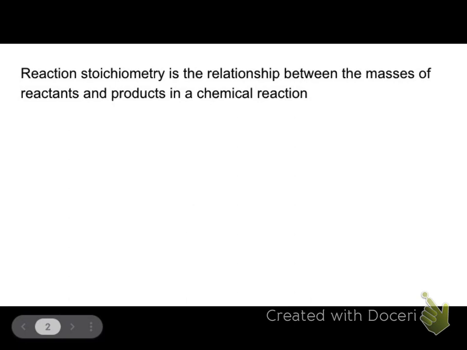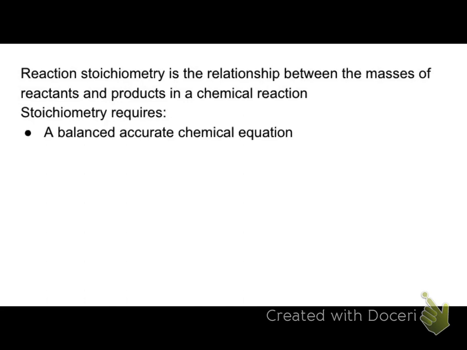All right, we went over this a little bit yesterday, but reaction stoichiometry, which is what this whole chapter is based on, is just the relationship between the masses of the reactants and the products in a chemical equation. So when you're studying stoichiometry, you're studying that relationship between their masses. It requires a balanced and accurate chemical equation. So if you thought we were done balancing equations, I am sorry to tell you we are not done balancing equations, and we are also unfortunately not done naming compounds or going from a name to a formula. That's going to be a skill that you're going to continue to need as we go through things.